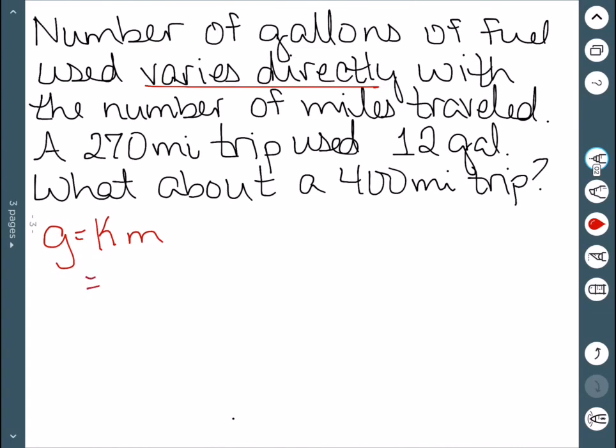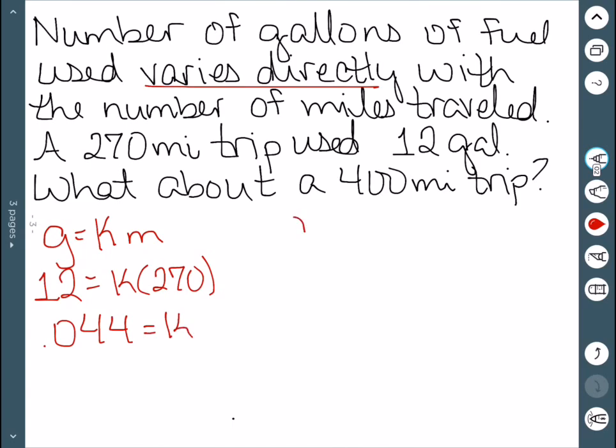We know that if M is 270, that we had 12 gallons. And now we can solve for K. Dividing by 270 gives us 0.044, which we rounded here, equal to K. Therefore, now I know what K is, and that's not going to change. I want to know what happens when I go 400 miles, so I'm going to substitute that in.